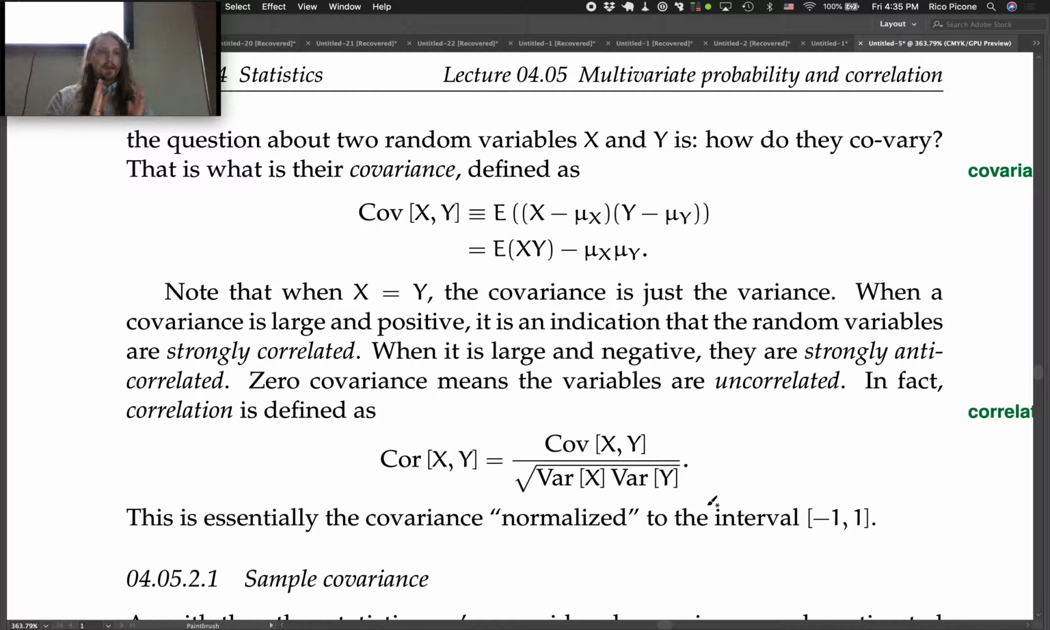So we're looking at covariance, or correlation, as something that measures how similar two variables are to each other. Okay.